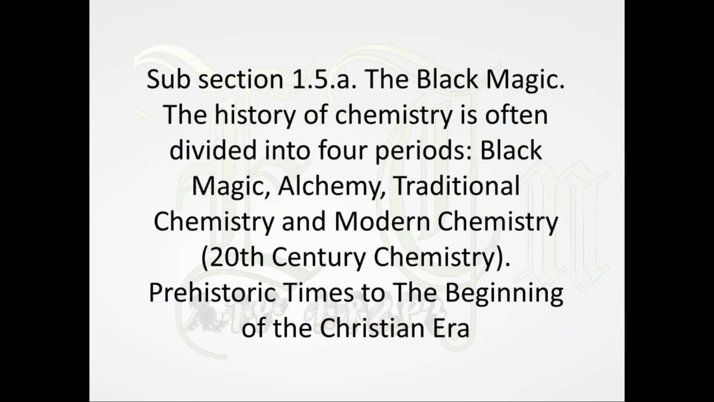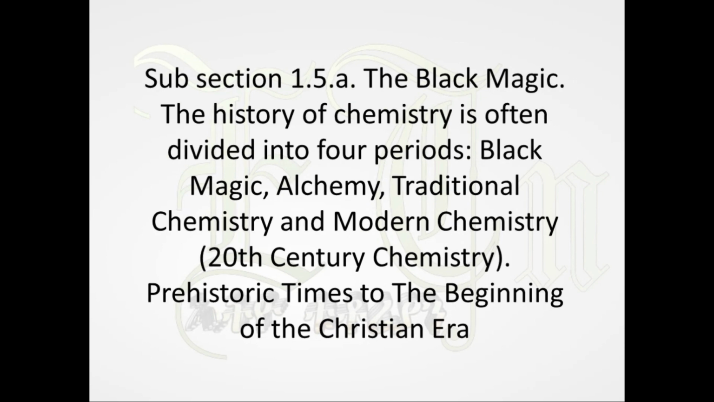Subsection 1.5.a. The Black Magic. The history of chemistry is often divided into 4 periods: black magic, alchemy, traditional chemistry and modern chemistry, 20th century chemistry. Prehistoric times to the beginning of the Christian era.